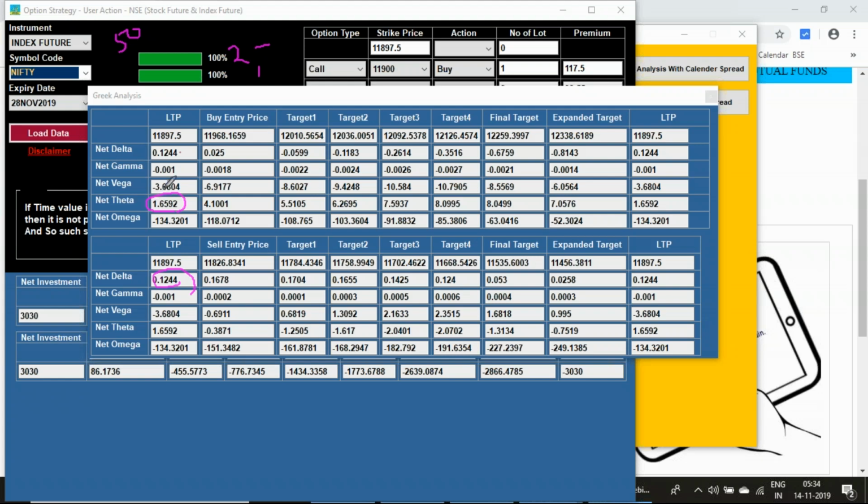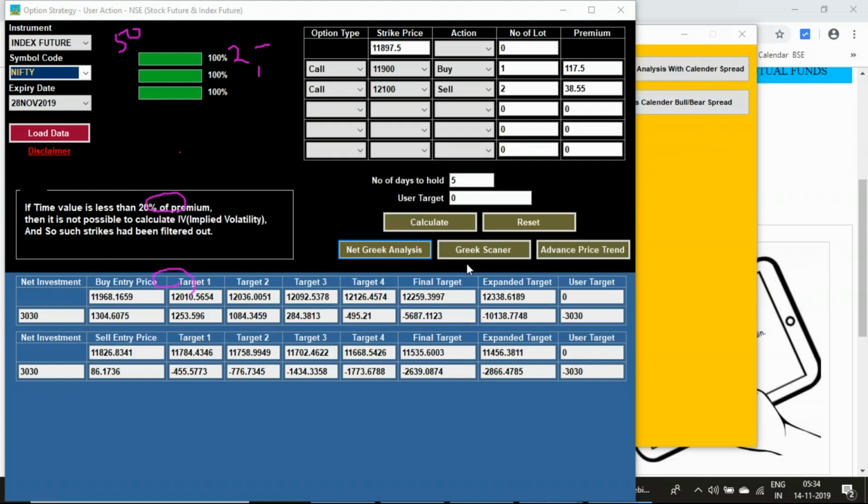A similar meaning is there for Vega and Omega and Gamma; all these things are known as the option Greeks. So this is another benefit of this particular tool.